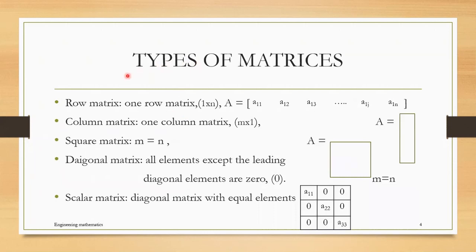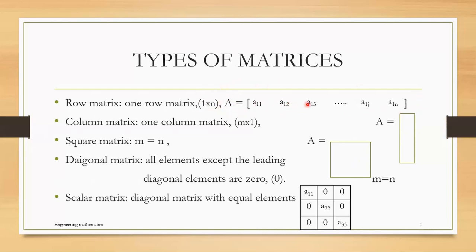Next, inside matrices we have types of matrices. There are many types present, and we are going to learn about each of them. The first is the row matrix. A row matrix is a matrix having one row and n columns. So we limit the rows, and don't worry about the columns. Here it is showing the row matrix.